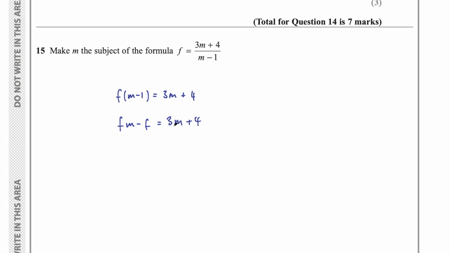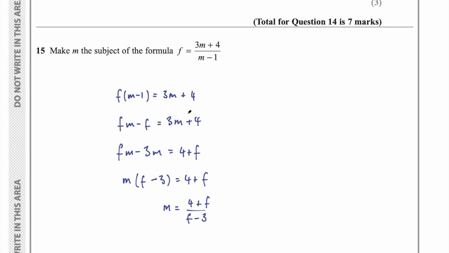So I have a 3m on the right hand side. I want to subtract that from the left and also add this f onto the right hand side. So then I would have fm take 3m equal to 4 plus f, and then factorize an m from both of these terms. So this will be m multiplied by f take 3 equal to 4 plus f, and then divide by f take 3, and I'll be left with m equal to 4 plus f over f take 3.